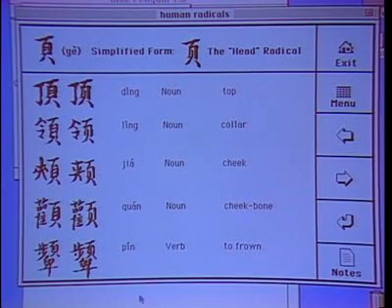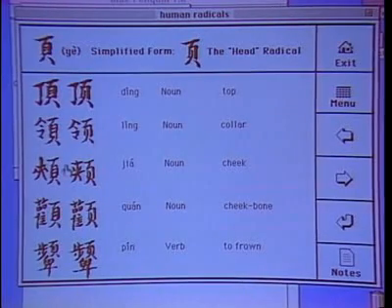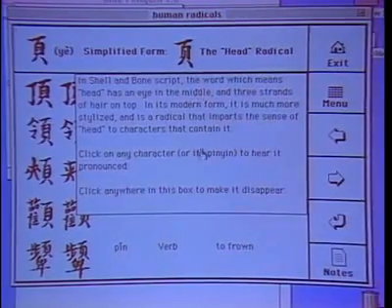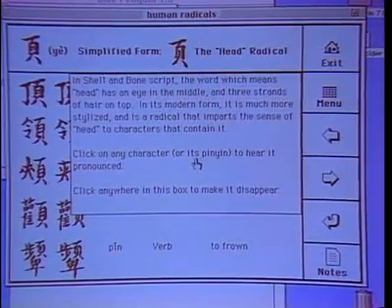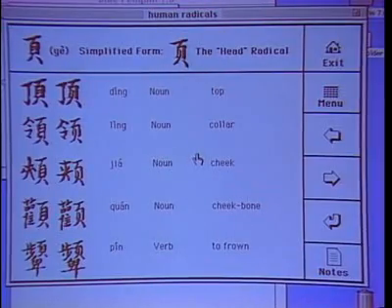That's the pinyin, and then what part of speech it is, and then the meaning, and you can hear them all like that and see which ones were made up. Also, a lot of notes talking about this particular radical and its place in forming words.